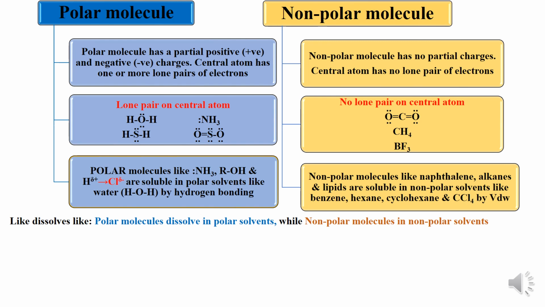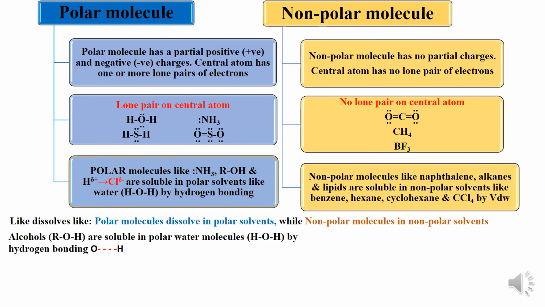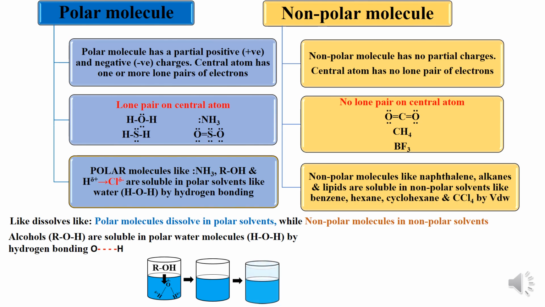So let me explain with suitable examples. Now, alcohol is a polar molecule. Alcohols are soluble in a polar solvent like water, and it is hydrogen bonding between the alcohol and the water molecules that makes the alcohol soluble. So when you add alcohol to water, remember water is a polar molecule with a positive end and a negative end. When you add alcohol to water, it completely dissolves and you get a clear solution. This is because of the hydrogen bonding interaction between the alcohol and the water molecule.